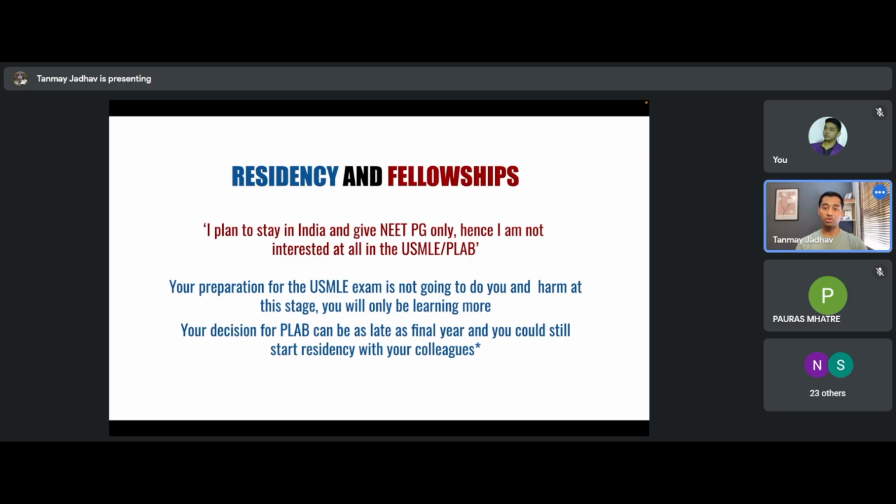Your decision for PLAB, although, can be quite late, as late as final year, and you could still start residency with your colleagues. The star over there indicates that you just need to have a little more of a focused plan when you make that decision later in life. Because for me, I made that decision after my final year results. So for me, it was quite late as well, but I've still managed to pull things together, and I'm sure you can do it too if you follow a pathway.